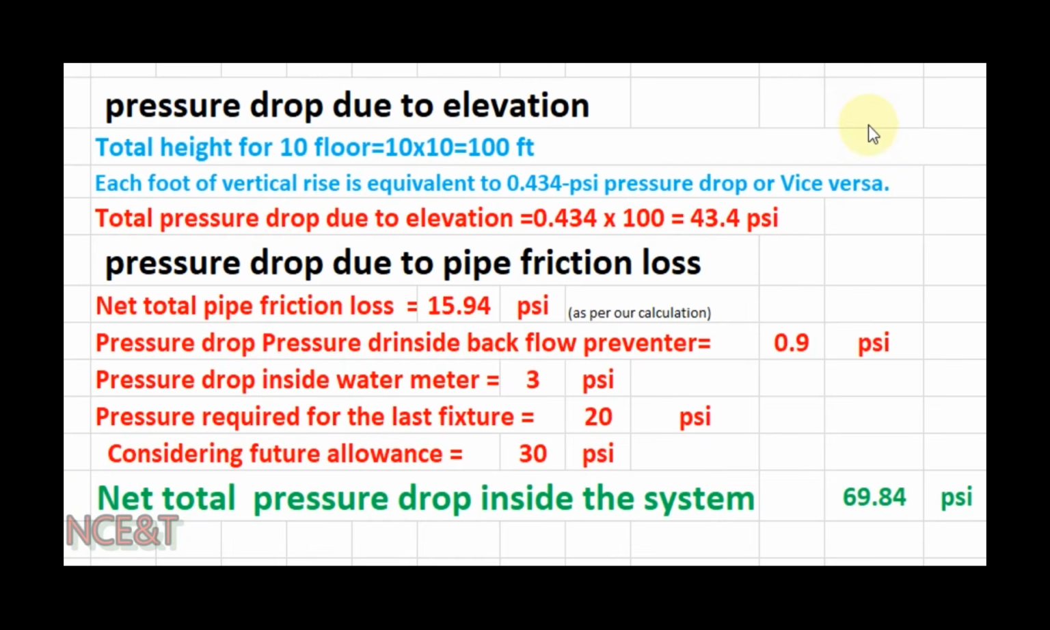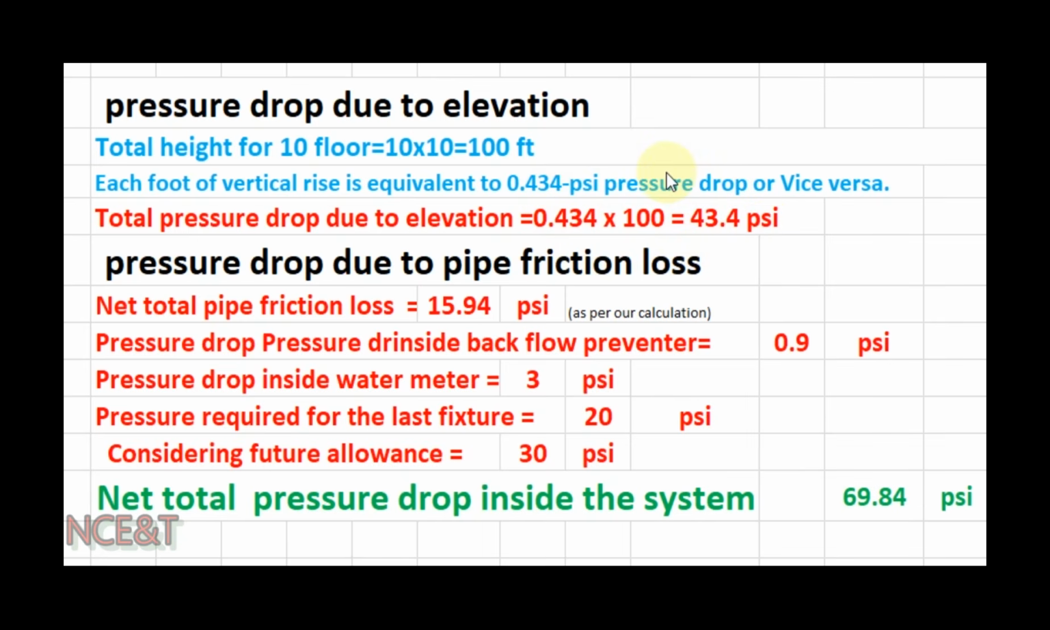Now we will calculate the pressure drop due to elevation difference. As we know, our building is of 10 floors and each floor height is 10 feet. So 10 into 10 equals 100 feet. Our building height is 100 feet. And as we know the formula for the elevation difference, each foot of vertical rise is equivalent to 0.434 psi pressure drop. If we are lifting the water 1 foot, then the pressure drop will be 0.434 psi. If we lift the water to 100 feet, then we need to multiply this 0.434 by 100, and we get the result 43.4 psi.